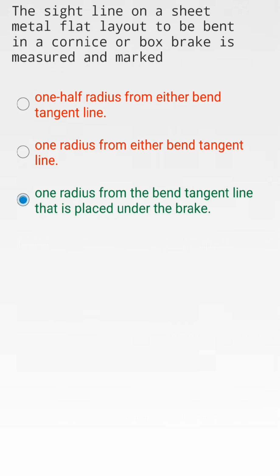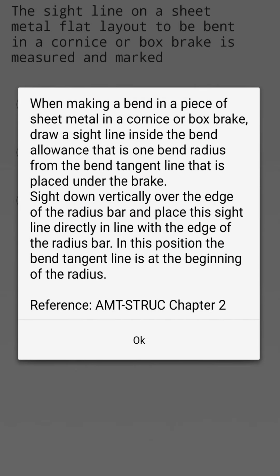The sight line on a sheet metal flat layout to be bent in a cornice or box brake is measured and marked one radius from the bend tangent line that is placed under the brake. When making a bend in a piece of sheet metal in a cornice or box brake, draw a sight line inside the bend allowance that is one bend radius from the bend tangent line that is placed under the brake. Sight down vertically over the edge of the radius bar and place this sight line directly in line with the edge of the radius bar. In this position, the bend tangent line is at the beginning of the radius.